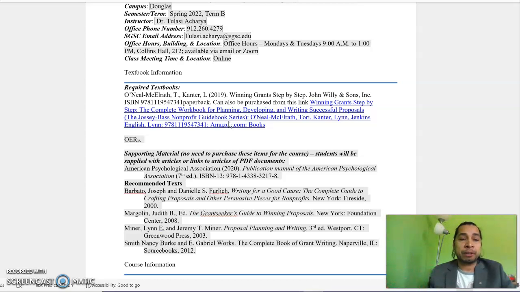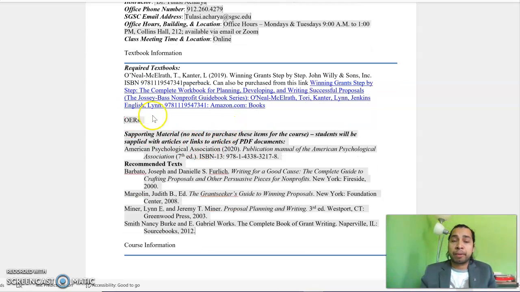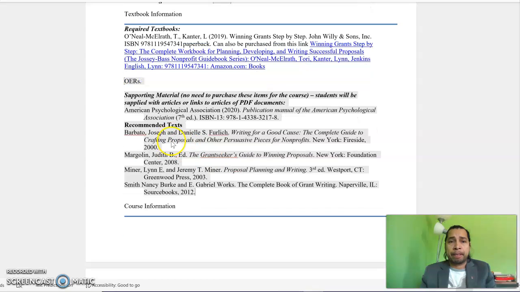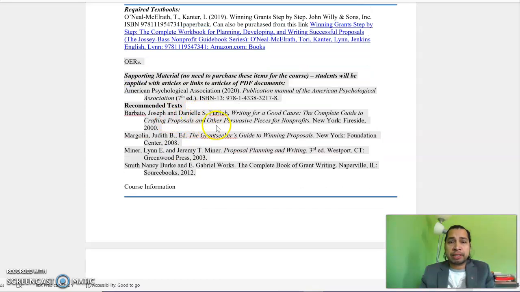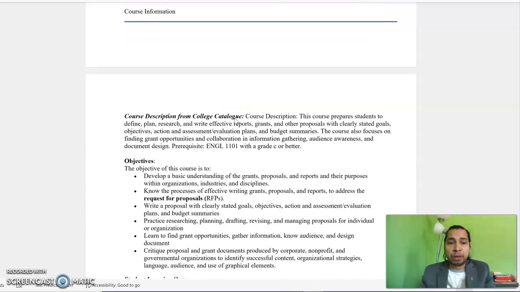This is simply something you might want to have as a reference guide, and this is also available on Amazon. It's up to you. But this one I'm talking about, this particular book, is a required textbook, and most of the materials are gonna be online resources. So you will use them. And there are other supporting materials, and these are the other recommended books. It's totally up to you.